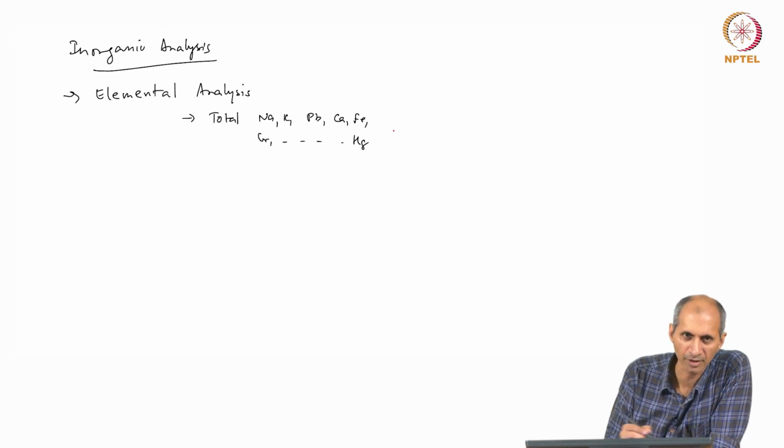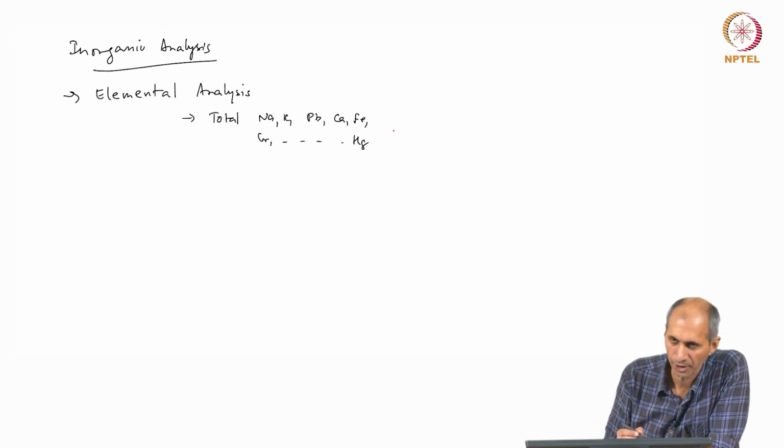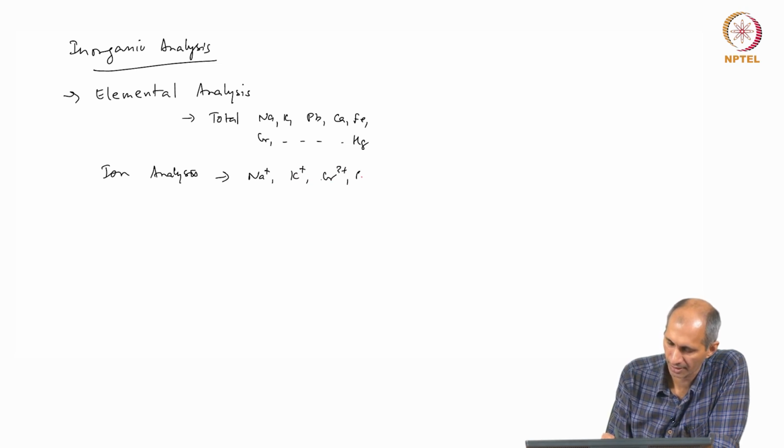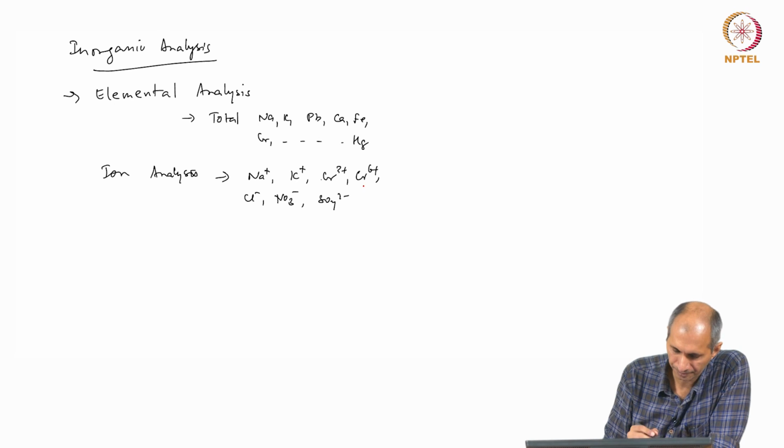So, there are different methods for this, this is total. Ion analysis specifically looks at ions. Ions means there is Na+, K+, so on, Cr3+, Cr6+, Cl−, NO3−, SO4 2−. There are cations, anions separately. Okay.